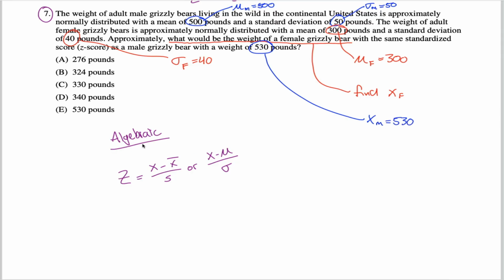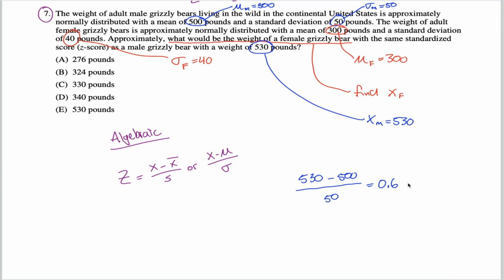If you're the type that just loves algebra, all you do are plug in numbers. Right? My x value for males is 530. From that, I want to subtract my mean for males, which is 500. And then I want to divide by my standard deviation for males, which is 50. Let's see, 530 minus 500 is 30. 30 divided by 50 is 3/5. In other words, 0.6. I want that z-score to be the same as the z-score for a female.